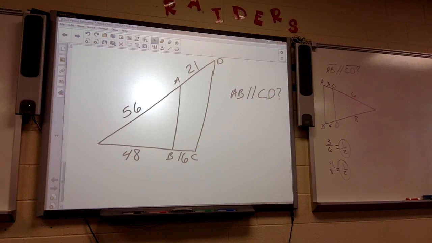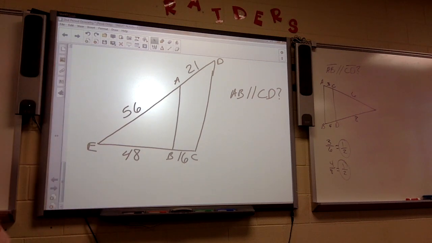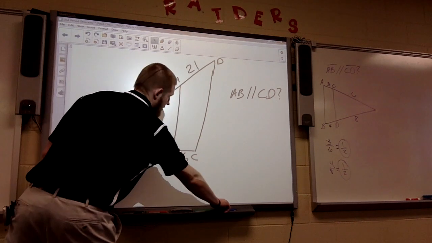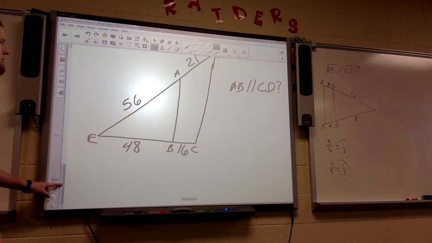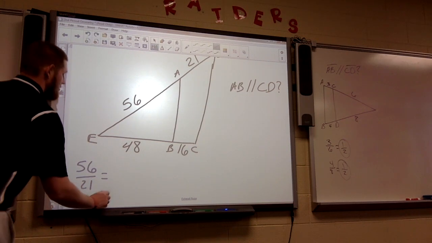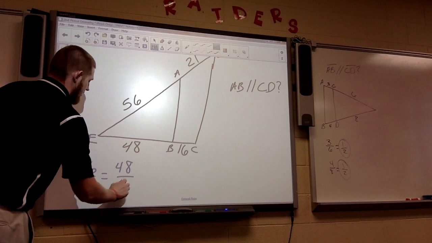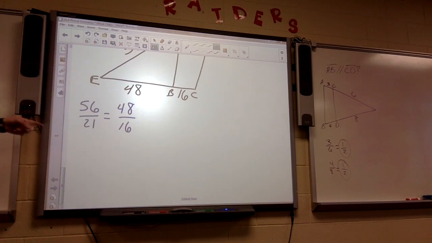Johnny, for those two lines to be parallel, what would have to be true? Two on the sides would have to be proportional. Right, my sides would have to be proportional. So set up a proportion here for me, Johnny, that should be true. 56 over 21 should equal 48 over 16. Good. Okay. Now, again, are there other ways you could have set this up? Yeah, there's 4 ways you could set this up.